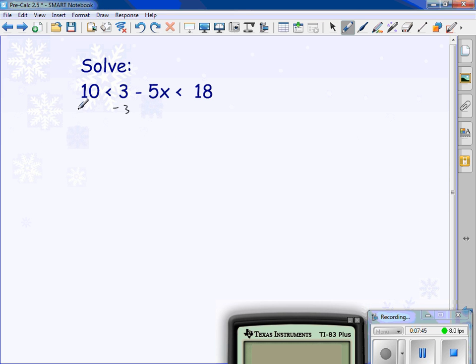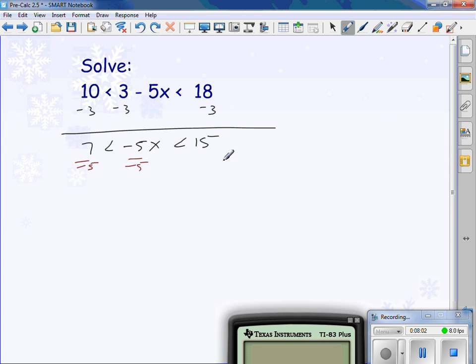Subtract 3, subtract 3, subtract 3. 7 less than negative 5x less than 15. Divide everything by negative 5, negative 5, negative 5. You're right, you're going to get the same thing, you just broke it apart. Negative 7/5 greater than x greater than negative 3.